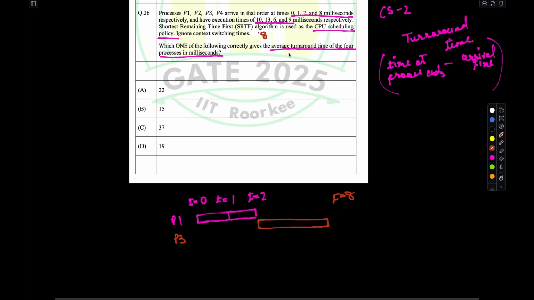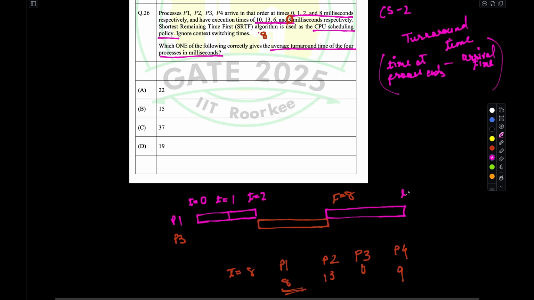And now at t equals 8, another process P4 would arrive whose remaining time would be 9 milliseconds. So at t equals 8, we would have P1 with 8 milliseconds remaining, P2 with 13 remaining, P3 with 0 remaining, and P4 with 9 remaining. Now from this, can you tell which process we would choose? Clearly, P1 we will be choosing for the next run. So P1 will get the CPU again for 8 more seconds.